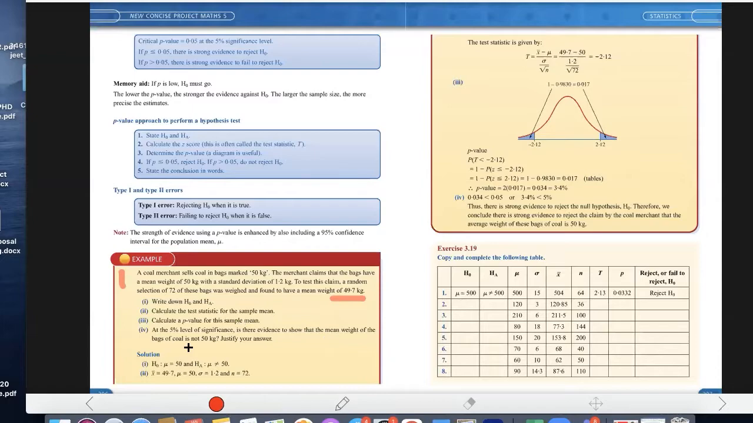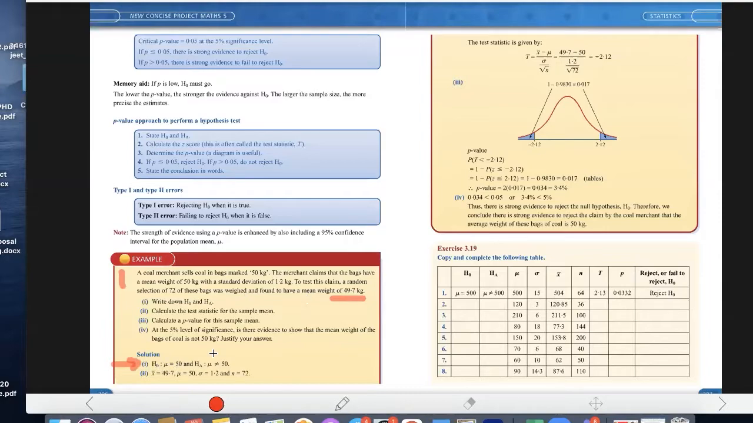Justify your answer. Now some books tend to write H0 and H1 in maths language as this. I prefer to also use English. I just think it makes for a better hypothesis test if you have the English to back it up. And you get all the wording from the question. It's not like you have to make it up.